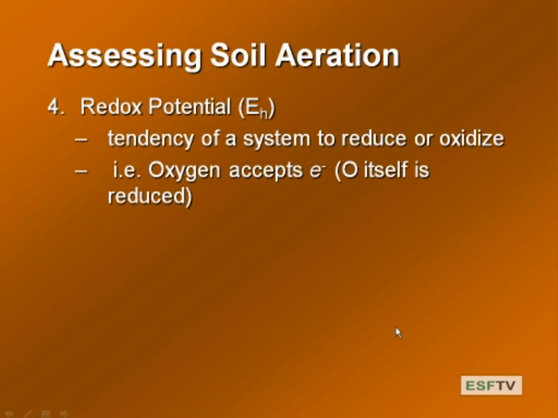So we've gone from concentrations of gases, we've gone into macroporosity of air-filled pore space, and we've gone into oxygen diffusion rate. And so there's another number, there's another cutoff, something called the redox potential. And this is measured by a change in voltage. EH is the redox potential. So the definition here, redox potential, exactly what it is, we're talking about the tendency of a system to reduce or oxidize.